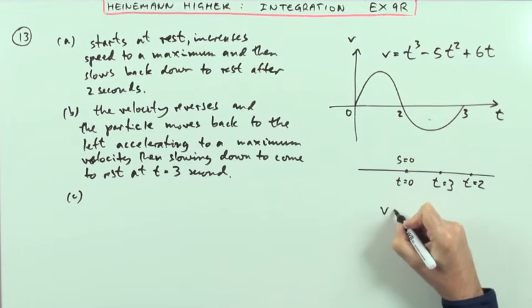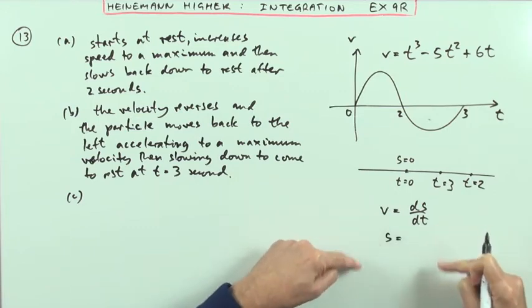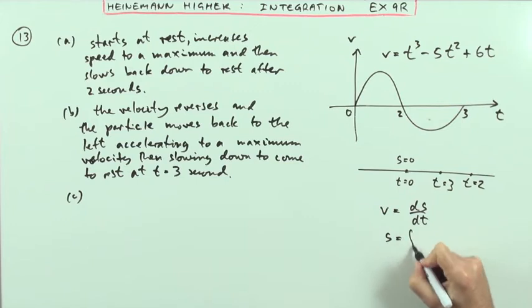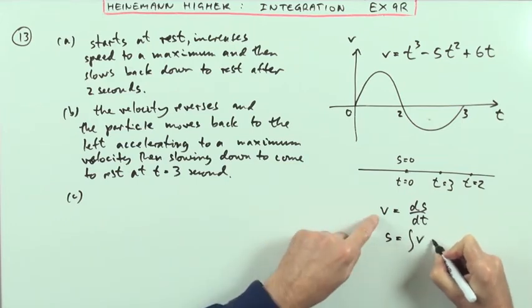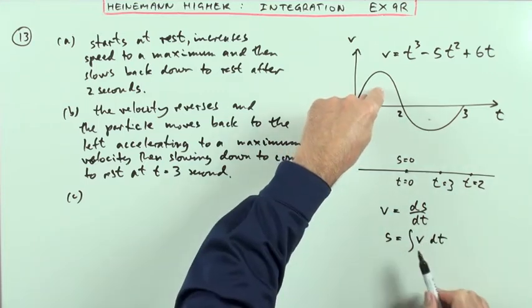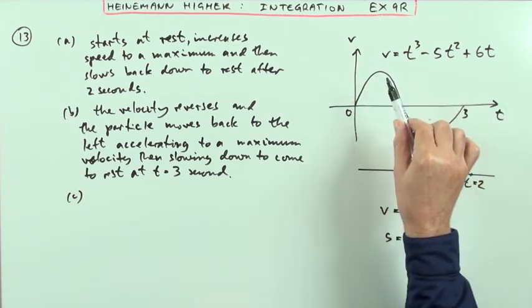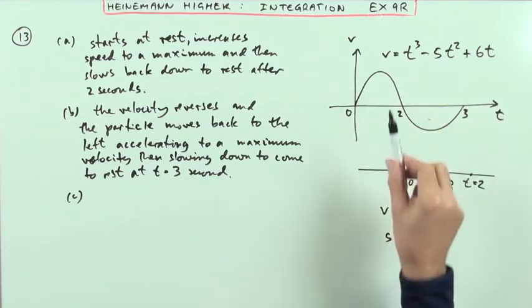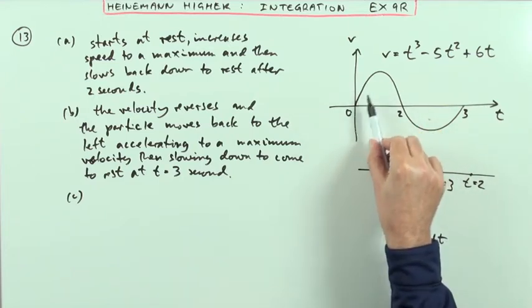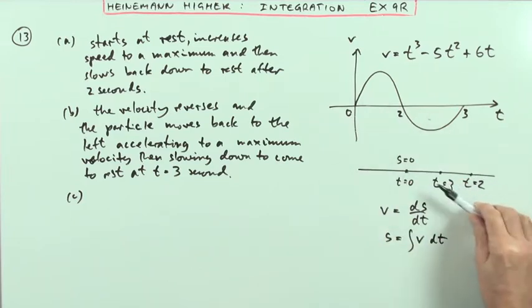The velocity is the rate of change of distance. I've got a velocity equation. If I want a distance, I'll have to undifferentiate it. It'll be the integral of v dt. And another interpretation of the integral is the area under the curve. So if you've got a velocity time graph, then the area under the curve represents the distance travelled. So here I've got a positive distance travelled, since this area is above, that was it going forward. Here there's a negative distance travelled, which means it's then going backwards.